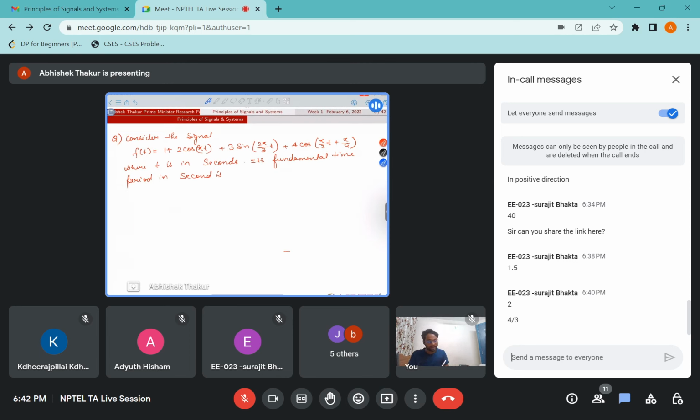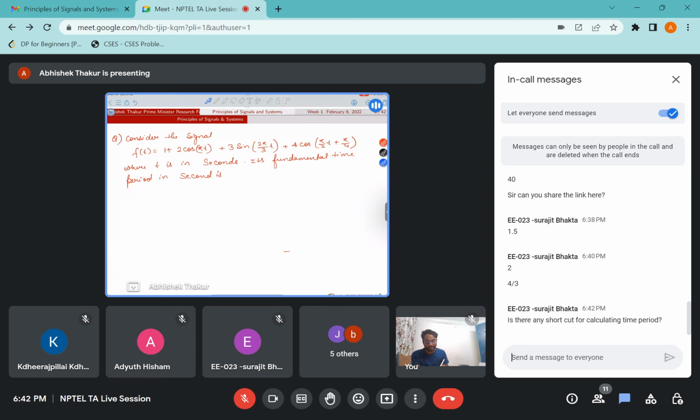Okay, in this question we have to find the fundamental time period in seconds. So here our f(t) is given as 1 plus 2 cos pi t plus 3 sin (2 pi by 3) t plus 4 cos ((pi by 2) t plus pi by 4). So all these are sinusoidal signals in the form of cos omega t or sin omega t. So what are the values of omega here? Omega 0 is equal to pi, omega 1 is equal to 2 pi by 3, and omega 2 is equal to pi by 2.